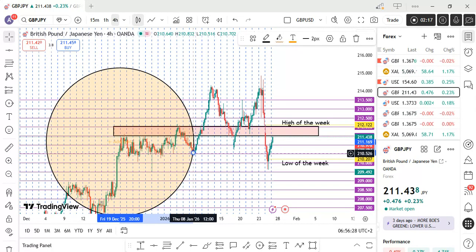Until this day, Thursday, 8th of January, around 12 p.m., we saw the bullish momentum kick in, we saw buyers come into the market from this level, and then what happened? They broke above this resistance level. They broke above it, and we saw price eventually coming back down to the same resistance level.